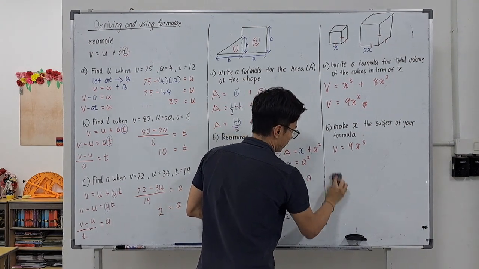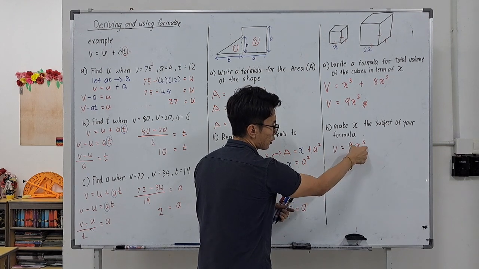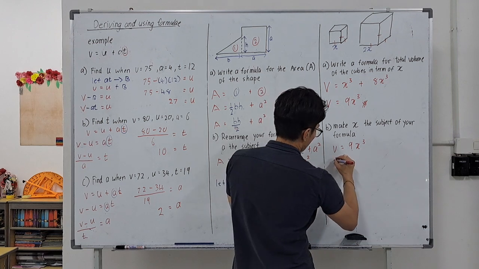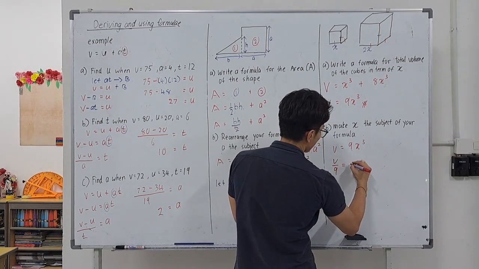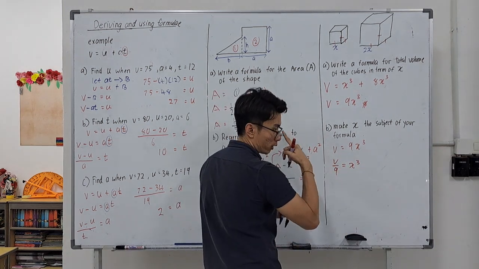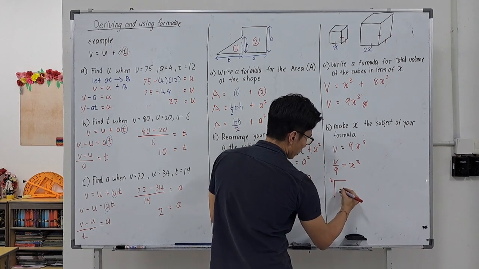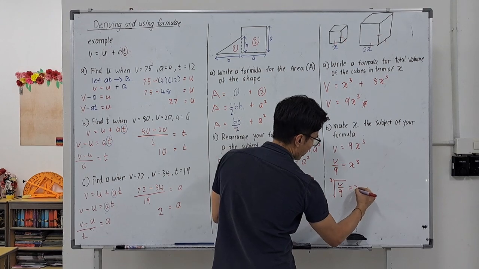So instead, what can I do? I move the 9. So 9 multiplied with x cubed, I move the 9. That's going to give me division. So v over 9 is equal to x cubed. And now I can move the cube over here. So that's going to give me the cube root of the whole thing, v over 9, which is equal to x.